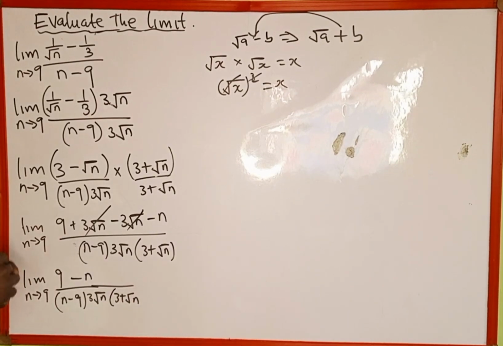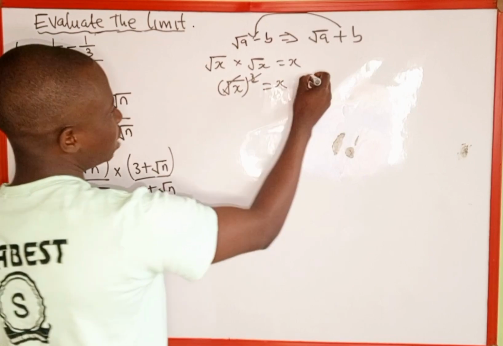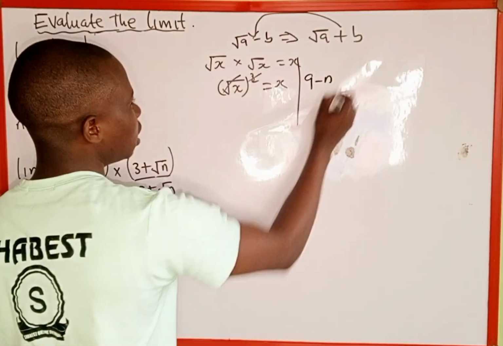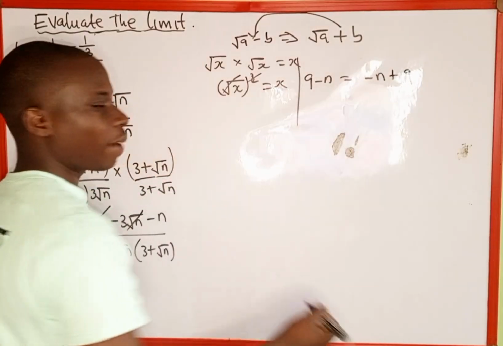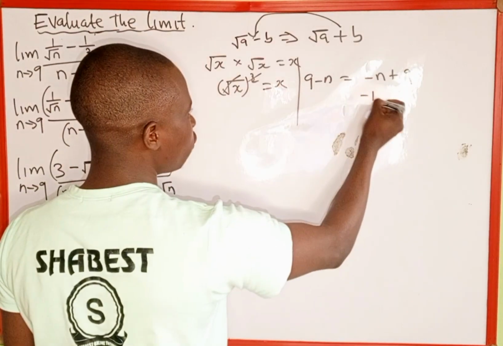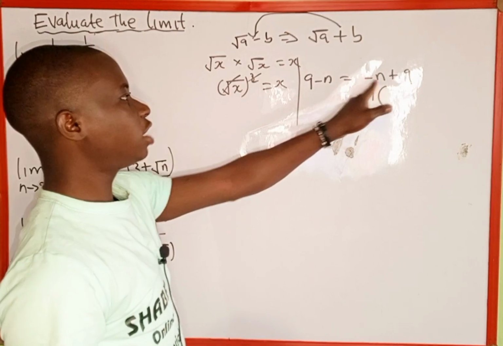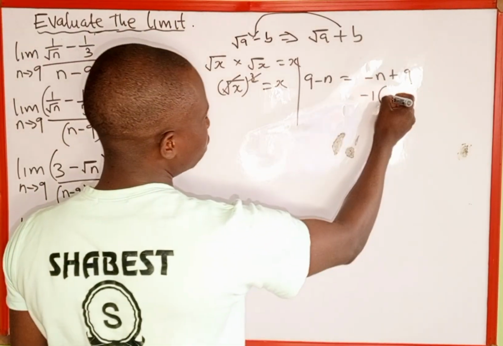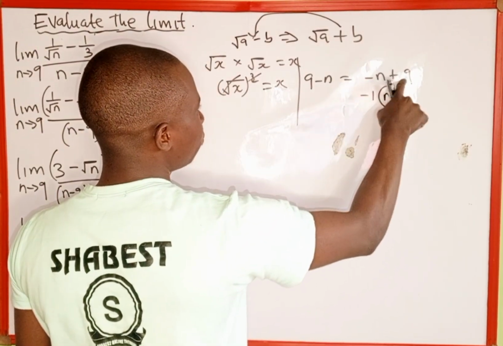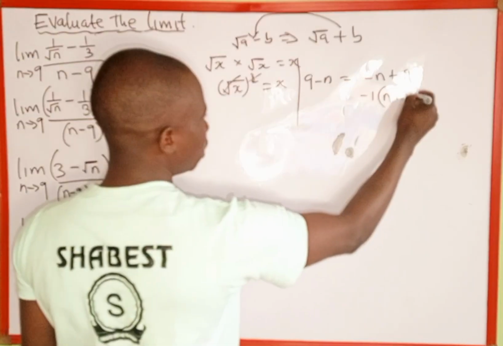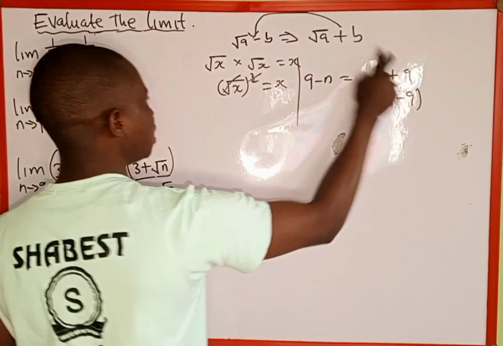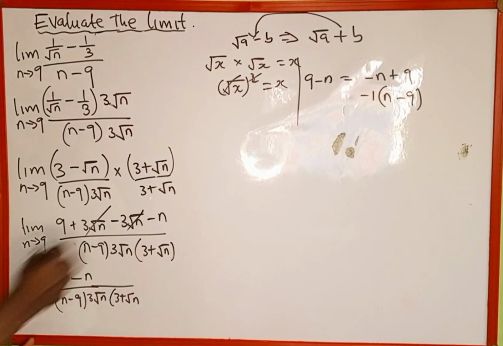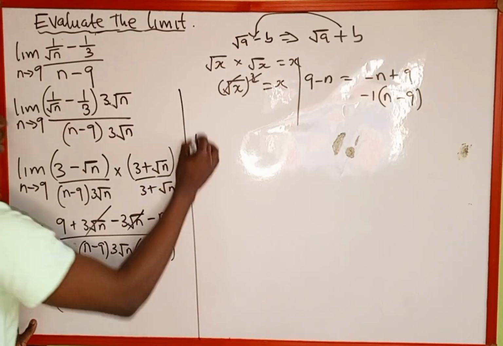So the next thing we're going to do is to factorize the numerator, 9 minus n. Do you know that 9 minus n is the same as what? Minus n plus 9. Now we're going to factor out negative 1. When we factor out negative 1, negative n divided by negative 1, the negatives will cancel, is going to be n. Then positive 9 divided by negative 1 is going to be what? Negative 9. So when you expand this, we're going to get this back, and this is the same as this.